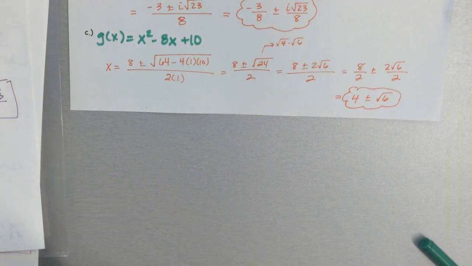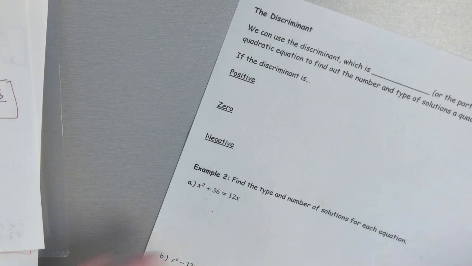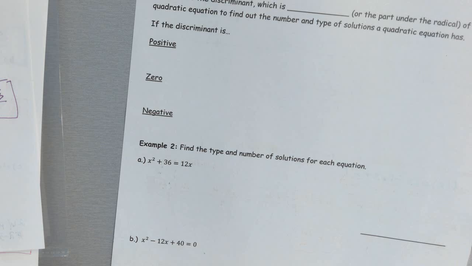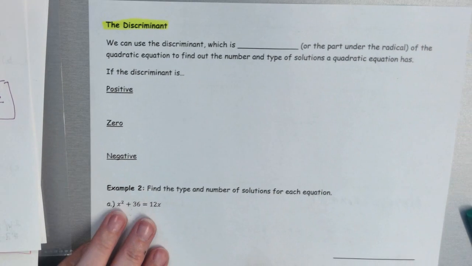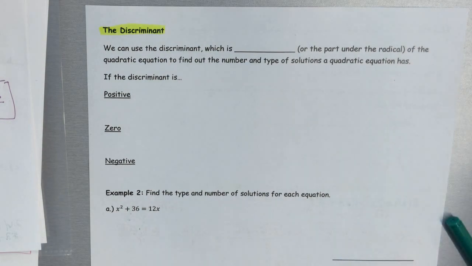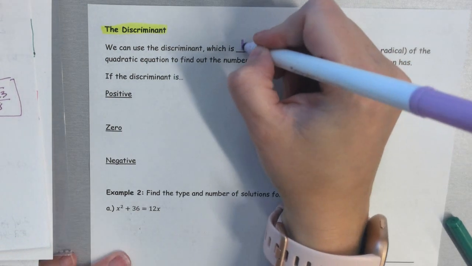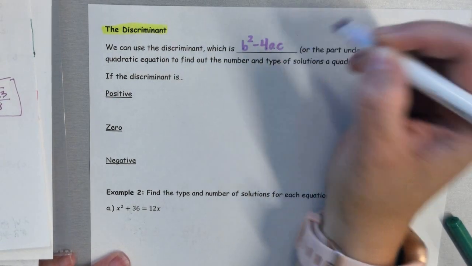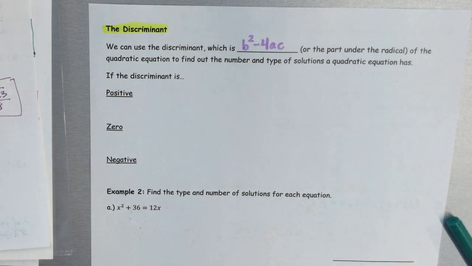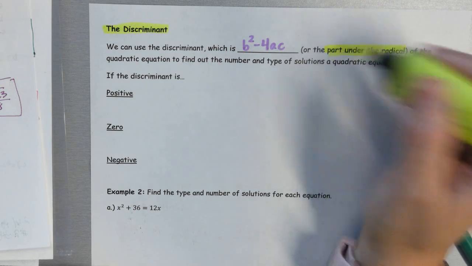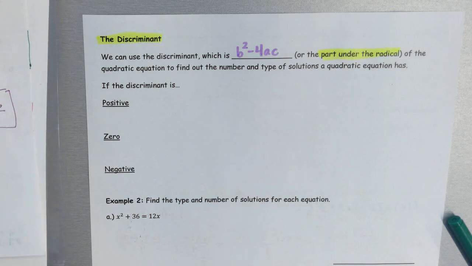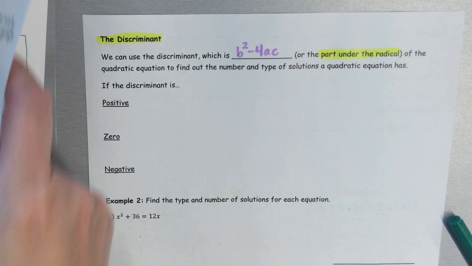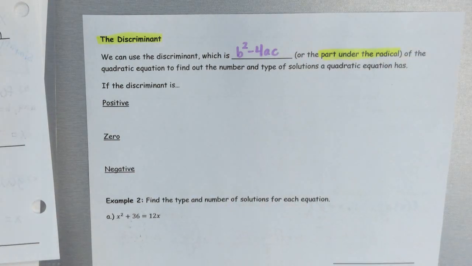All right, let's talk about something called the discriminant. Have any of you heard that term before? It's okay if you haven't. We're going to learn about it today. So if it's your first time hearing it, that's fine. The discriminant is actually just a part of your quadratic formula, the square root. So we can use the discriminant, which is b squared minus 4ac. Okay, so that's the part under the radical. So we can find that part under the radical to find the number and type of solutions that a quadratic equation has. So there's 3 different types.